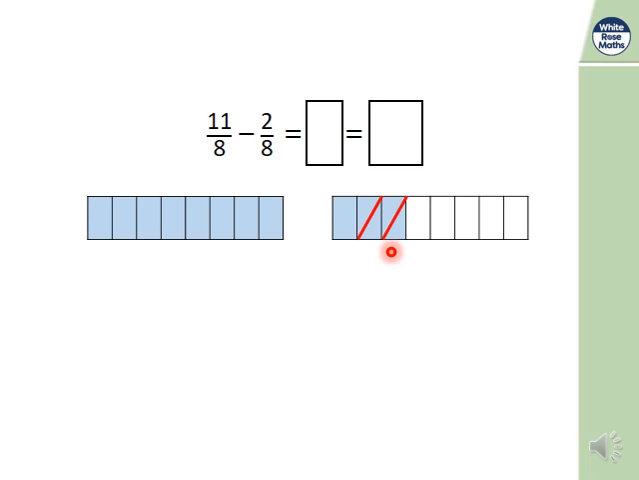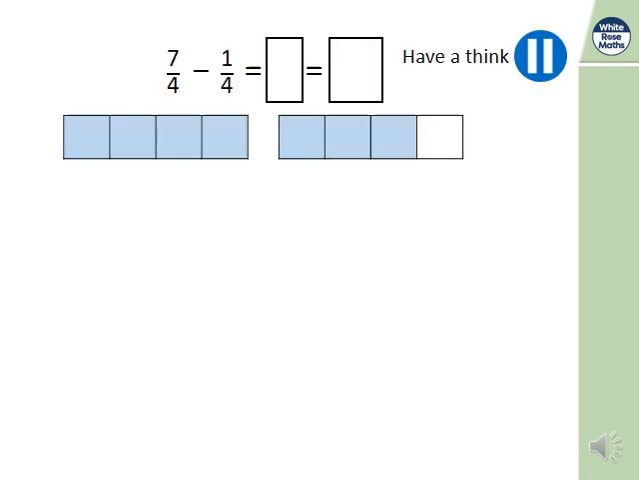Hopefully you worked out the answer is 9 eighths. That's our answer as an improper fraction. What would it be as a mixed number? The answer would be 1 whole, which is this first fraction bar because the whole thing is shaded, and leaving us 1/8 in the other fraction bar.